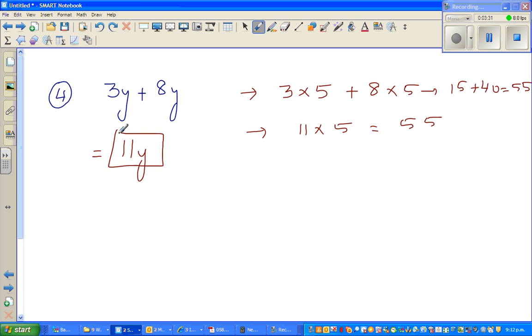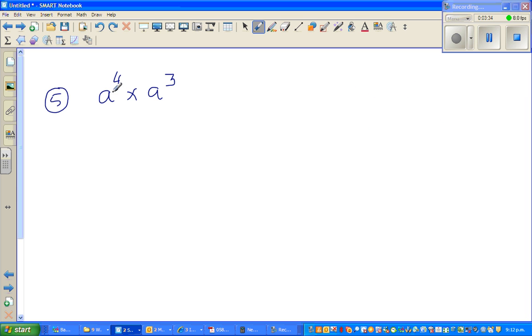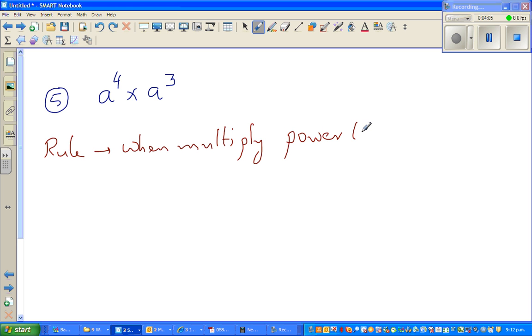This is the answer. Okay, next question. This is a to the power 4 times a to the power 3. Whenever you're multiplying powers, you add. This is called the base and this is called the exponent. The whole thing is called a power. So let me write the rule. The rule is: when multiplying powers with the same base, add the exponents.